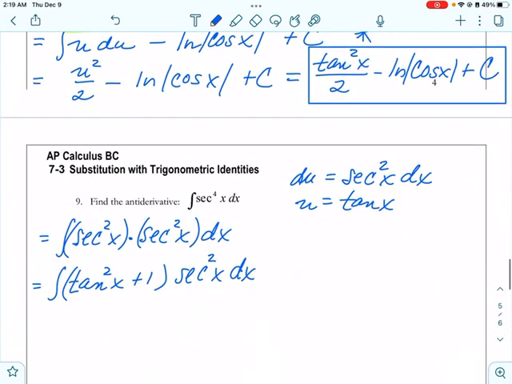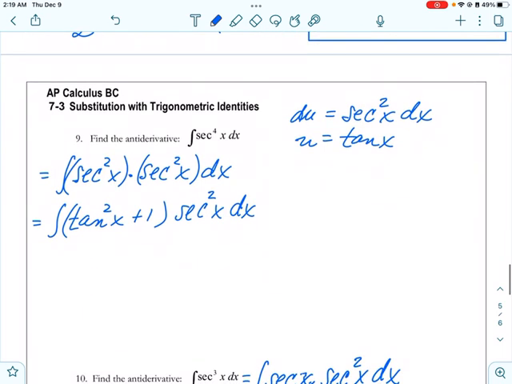Okay, and then we have another one, secant to the fourth. Secant to the fourth, I'm going to split up the secants. When I split up the secants, remember you want to mix the tangents with the secants. So what I'm going to do is use the identity for one secant squared, leaving the other one there. But now I'm going to distribute the secant squared.